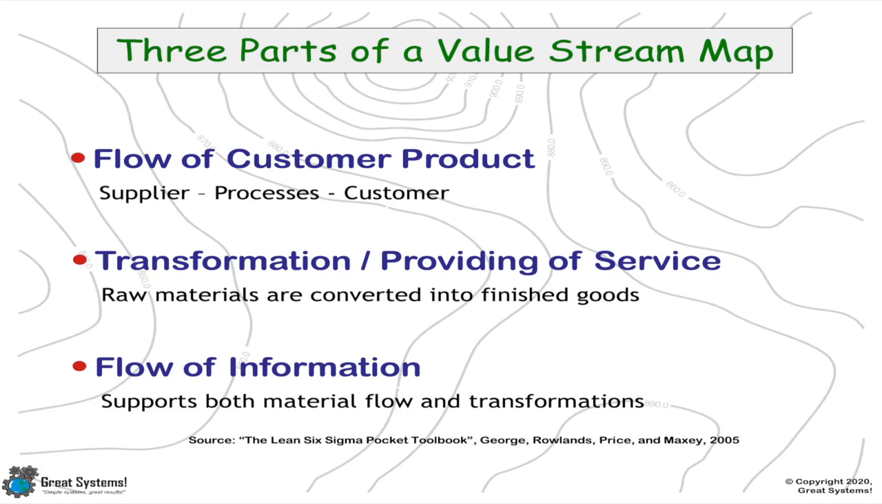The first part on a value stream map is the flow of customer product. Supplier inputs into the value stream can be seen on the left-hand side of the 2 examples. Value stream outputs to customers can be found on the right-hand side of each map. In both examples, only key suppliers are shown.